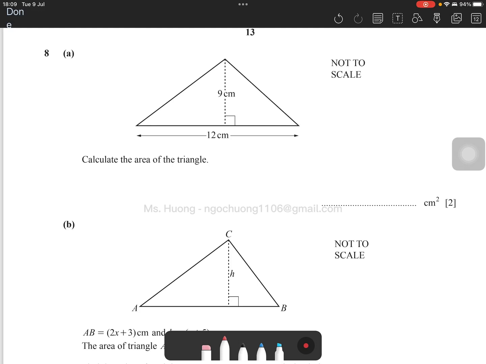Question 8. Calculate the area of the triangle. You know that the formula for the area of the triangle is base times height over 2. In this case, the base is 12 centimeters. The height is 9 centimeters. So the answer is 54 square centimeters.